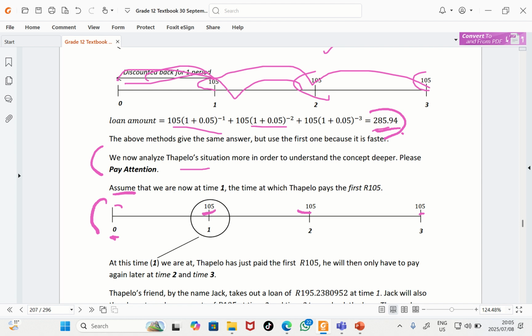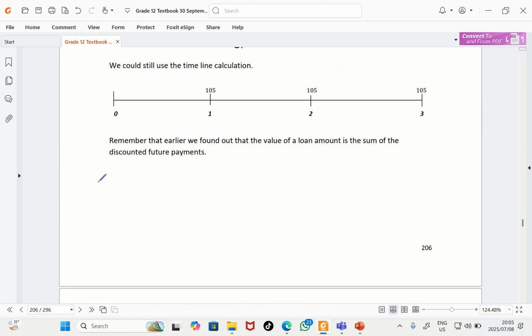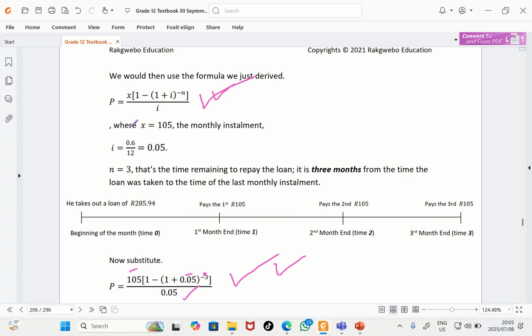Okay, then the question comes in the exam and says, what was the loan amount? We know how to calculate it. We literally apply this formula, the loan amount. In place of X, we put the 105. The I, we already know. The N is the number of payments, the number of periods until the last payment.